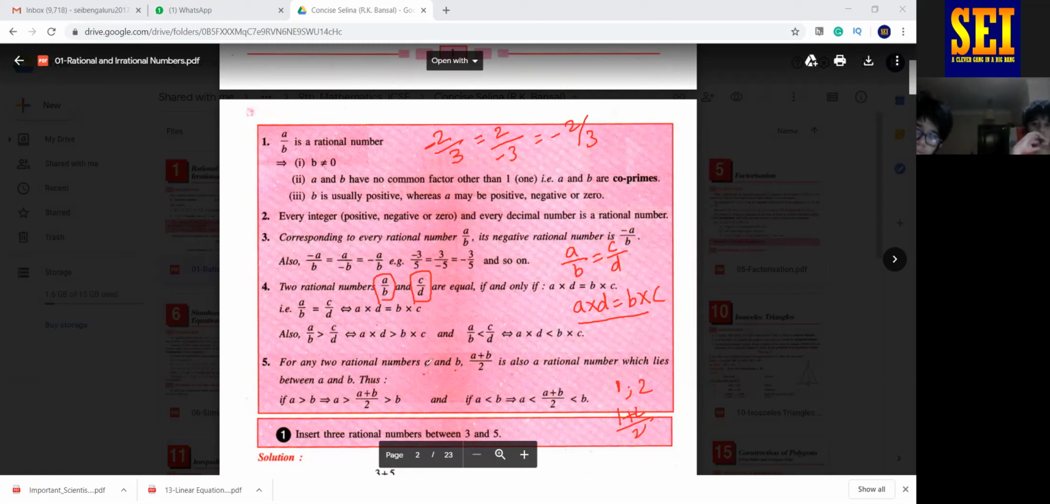Similar way, a and b are the two rational numbers. A plus b by 2 is the center number of that. Now a is greater than b. What will happen? A is greater than a plus b by 2, which is greater than b. Sometimes a is less than b, which means a is less than a plus b by 2, which is less than b. Clear? Yes. These points, please note it down.